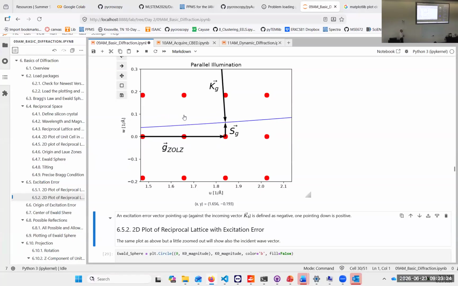So we activate these spots because we have actually, even though we have a so-called excitation error, pointing up is positive, down is negative. And so this is the deviation between the exact position, exact Bragg condition and the effective G vector or incident diffracted beam. So why can we do that? Effectively, we should never see anything.